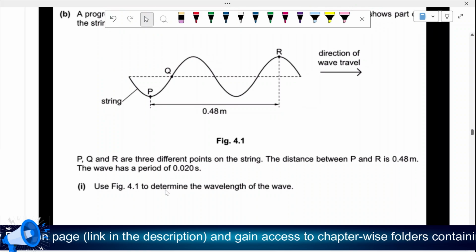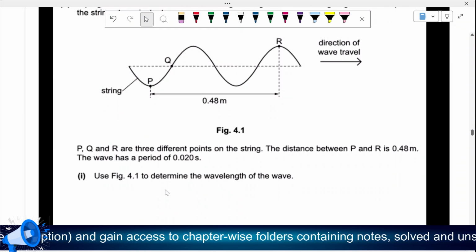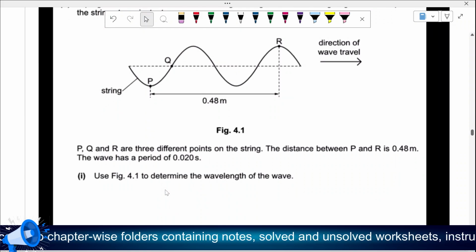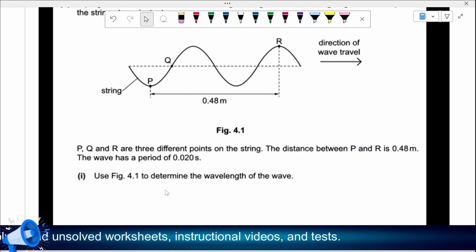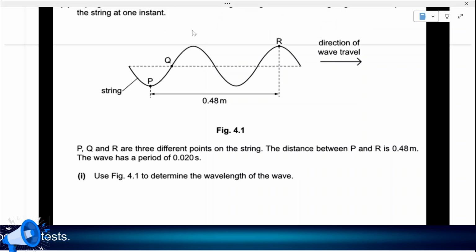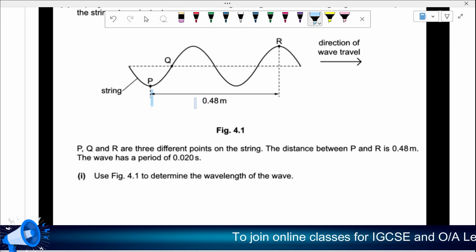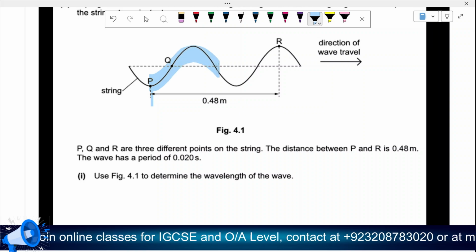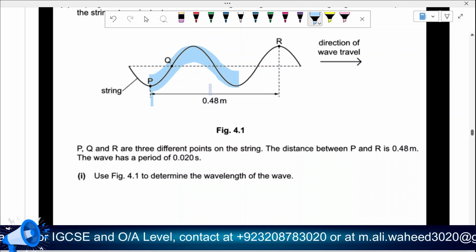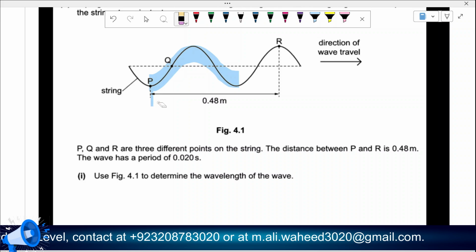So in the first part, we need to find the wavelength of the wave. Make sure you have the calculator. I'll be writing the expression and you'll probably need to calculate. We can take help from the graph, and we know that the distance from the point P to the point Q is given. It is 0.48, but from here back to the trough, that makes one complete wave.